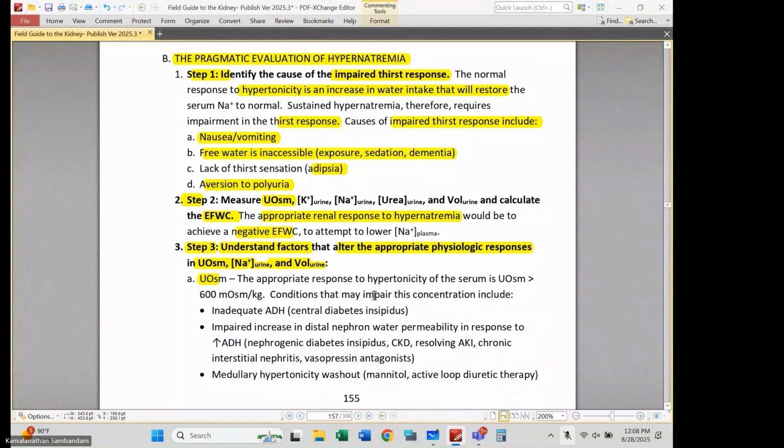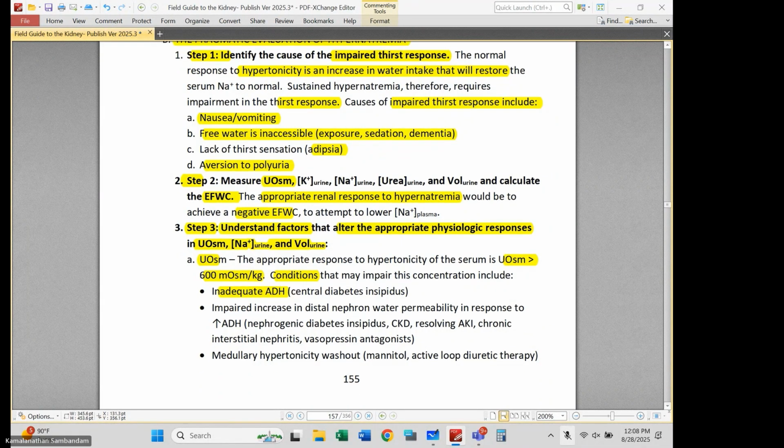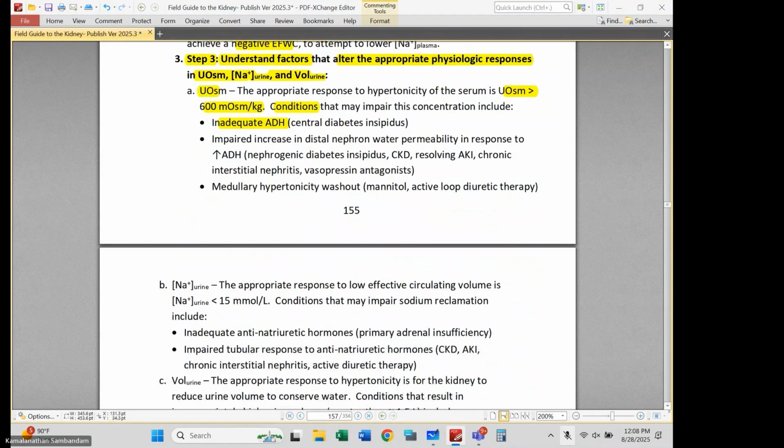All right, so again, urine osmolality should be concentrated in the face of hypertonicity. What are the conditions that can impair that? Well, of course, if I have inadequate ADH, that would be classically central DI. If I have a problem with response to ADH, so I would say impaired increase, this is kind of wordy, but impaired increase in water reclamation in response to ADH would be nephrogenic diabetes insipidus.